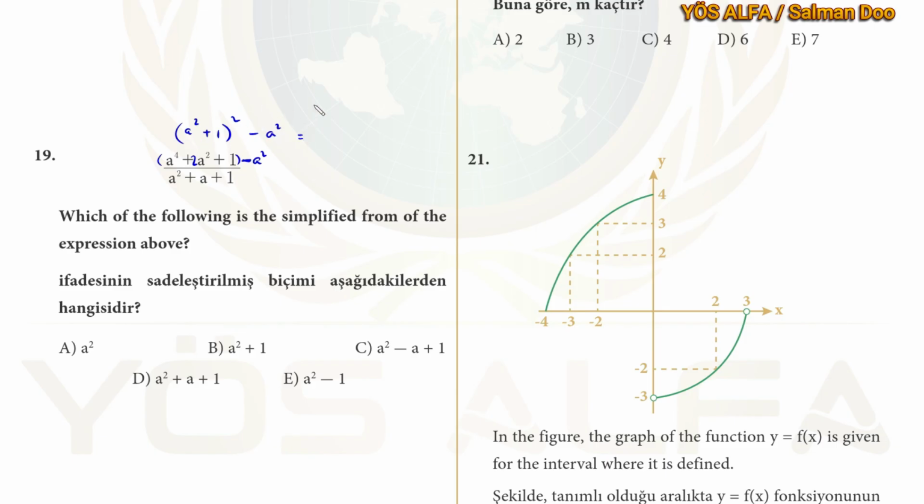When we factor this out again, we have the x squared minus y squared format. So we have (a squared plus 1 plus a) and (a squared plus 1 minus a). So the a squared plus 1 plus a terms cancel out each other. So we're left with a squared minus a plus 1, which is C.